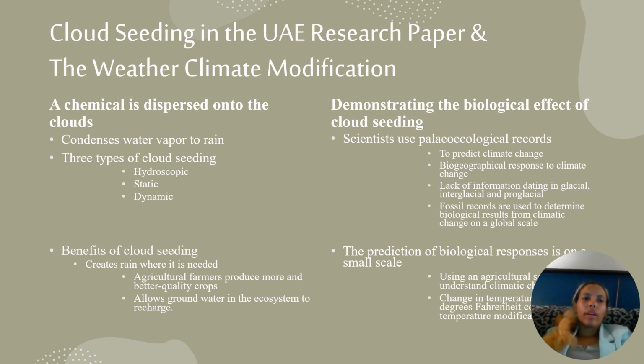In the sources, the cloud seeding in the UAE research paper and the weather and climate modification will touch on what cloud seeding is. Cloud seeding is a chemical dispersed onto the clouds. What it does is condense water vapor into rain. The three types of cloud seeding are hygroscopic, static, and dynamic.